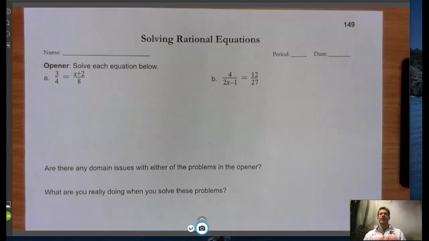All right, so we are back at it, and today what we're going to do is put together a couple of things that we've talked about in our last couple of lessons with simplifying rational expressions with multiplication and division, addition and subtraction. We're going to use all of that to solve rational equations.